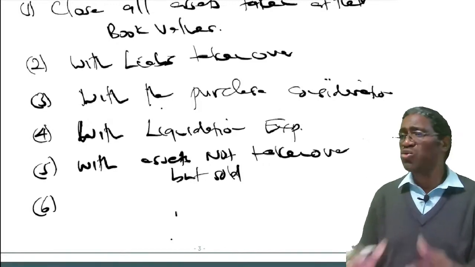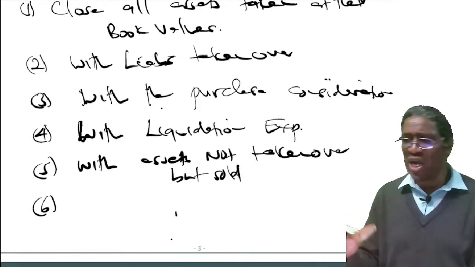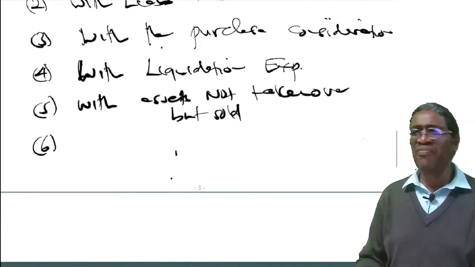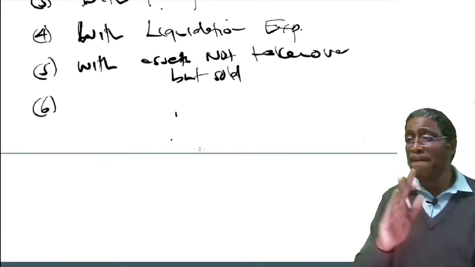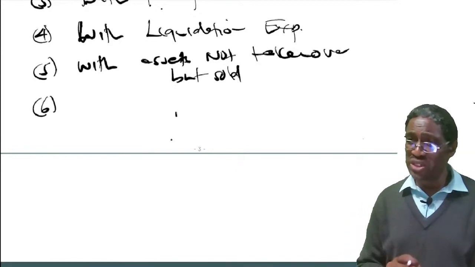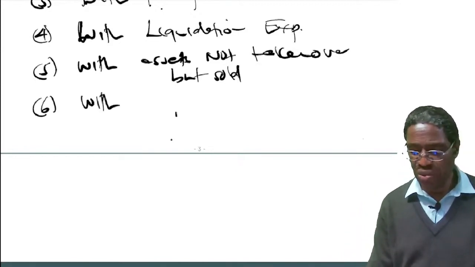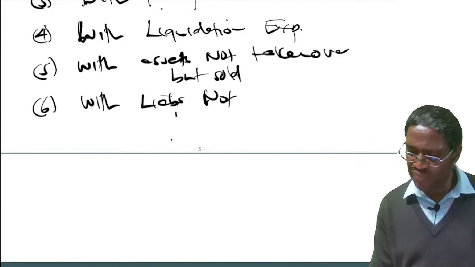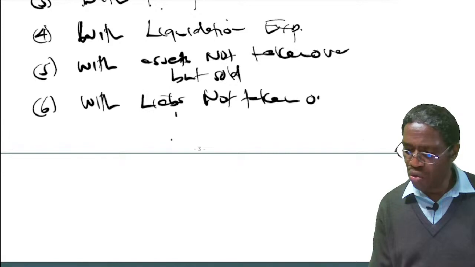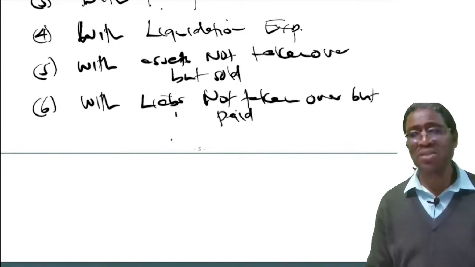Because we are liquidating the company, we can't leave any account pending. All accounts must be closed. So if there is such a liability which was not taken over by the purchasing company but paid by you, the selling company, we come and say number 6, we are saying with liabilities not taken over, but paid by the selling company.